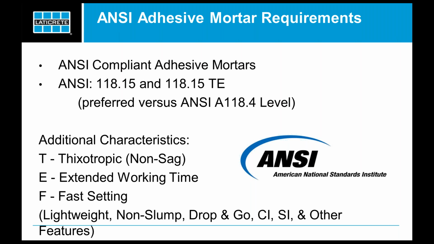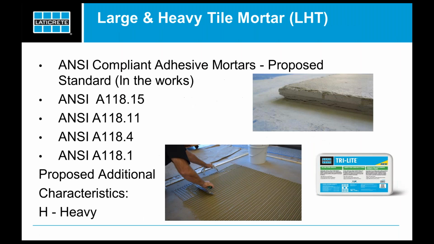You might see ANSI designations that appear something like 118.15 TE. What that means is this is a high performance thin set mortar that has non-sag and extended working time characteristics. So that's really ideal for these types of finishes. And ANSI has put these characteristics in all of their thin set mortar classifications as well.